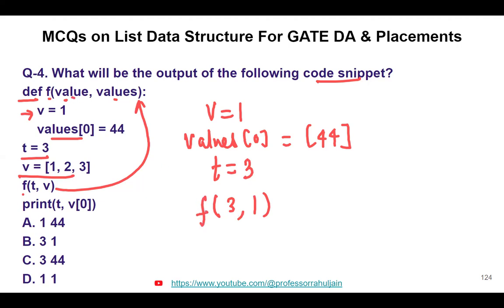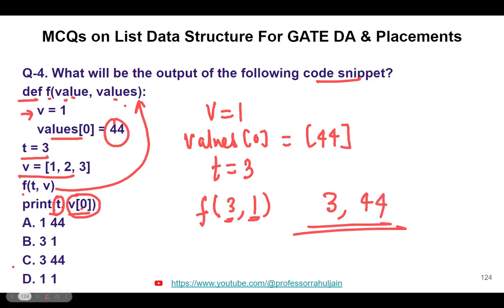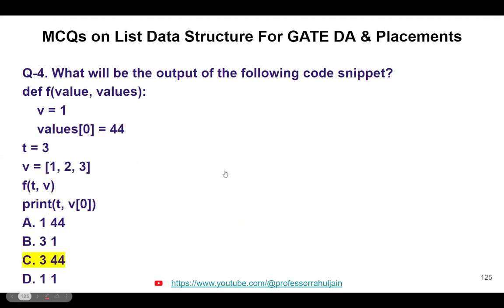On the place of t, we are passing 3, and on the place of v, we are passing 1. So basically, this function will be called like that. After that, we print t, v0. Obviously, the value of t is not going to be altered anyhow, and v0 is not going to be altered anyhow. So the value of t is 3, and 3 will be printed as it is. And at v0, we have 44. So 3 and 44. That is, option C is the correct answer for it.